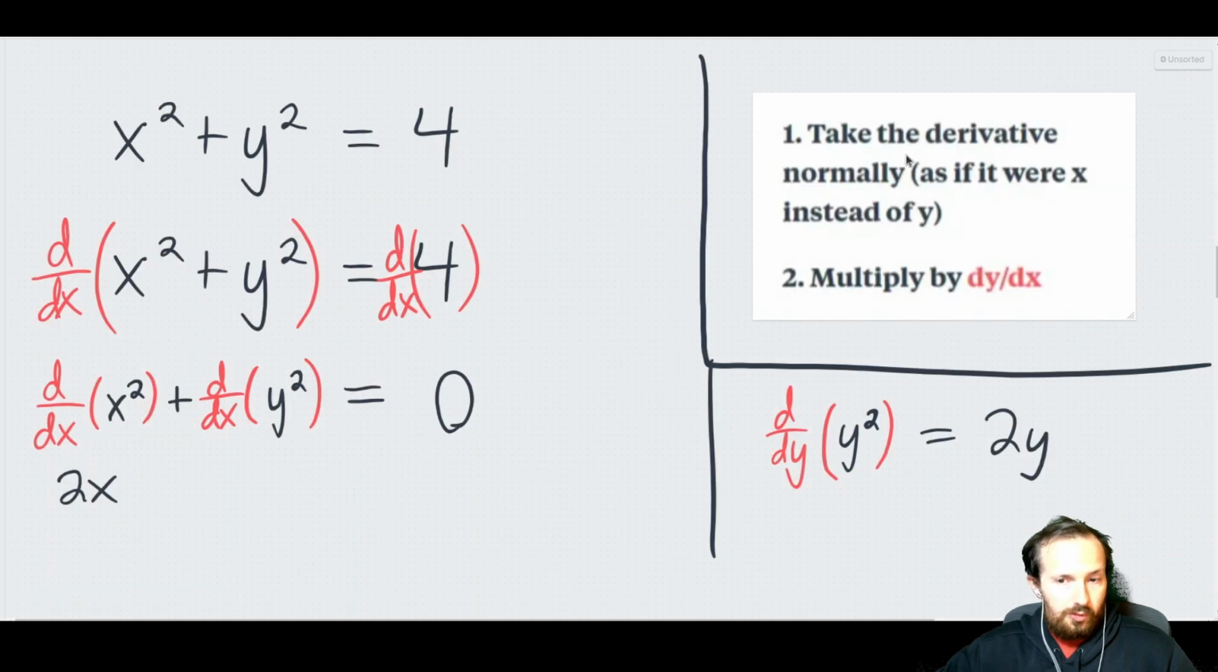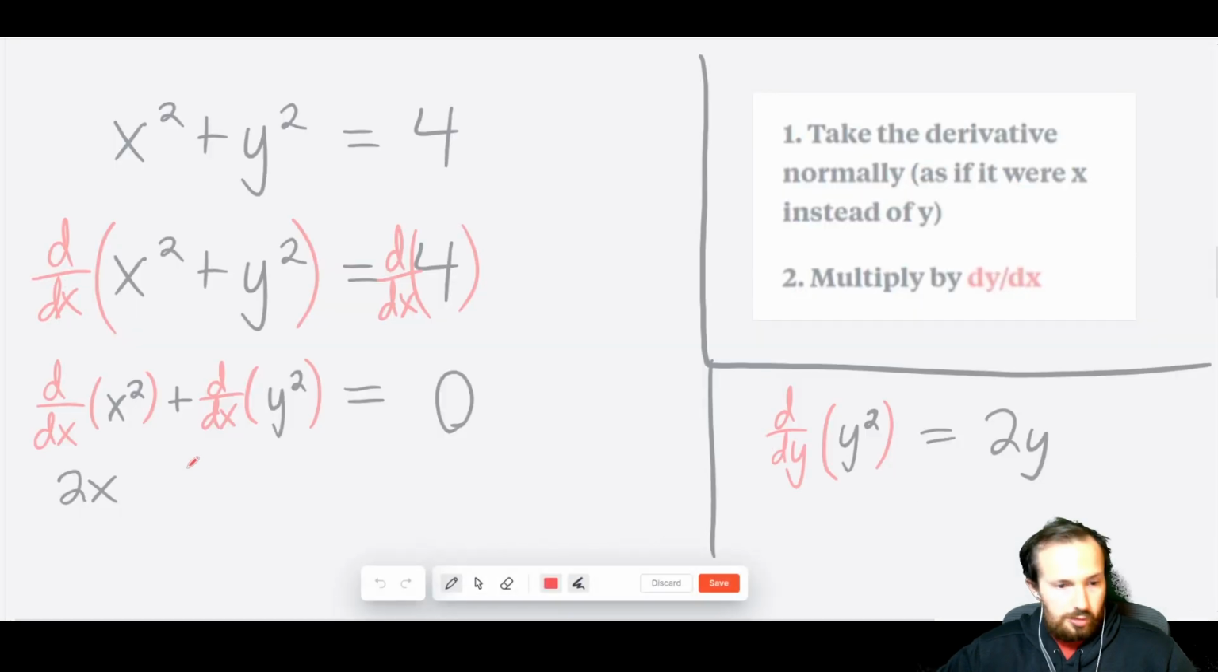So how do you do it with these two rules? Rule number one is take the derivative normally as if it were x instead of y. So if this was x, we already did it over here actually. If this was x squared, what would it be? 2x. So it's just going to be 2y. To do the same thing you would have done over here, just replace it with y at the end, basically. So that's going to be 2y. And then rule number two is multiply by dy dx.